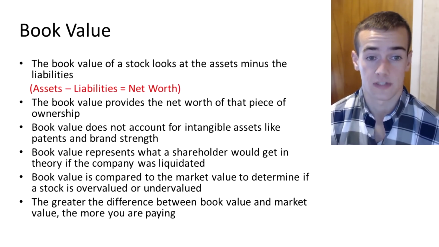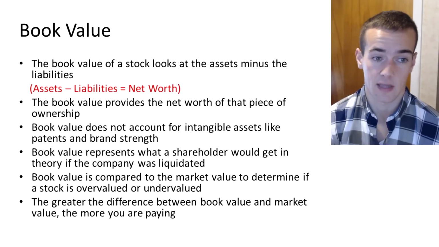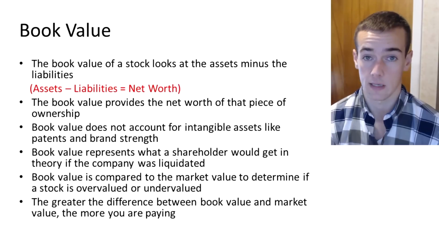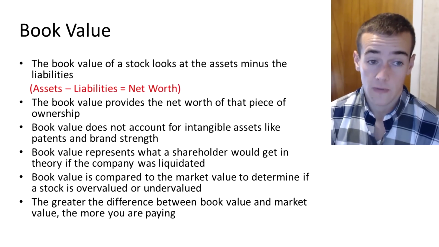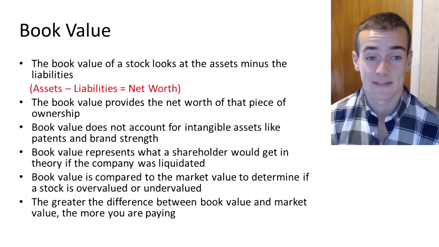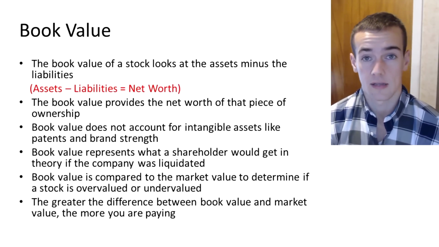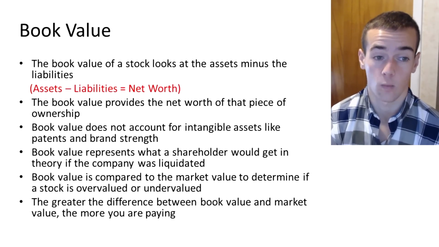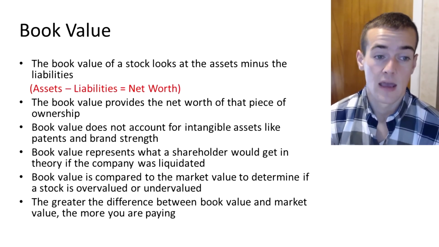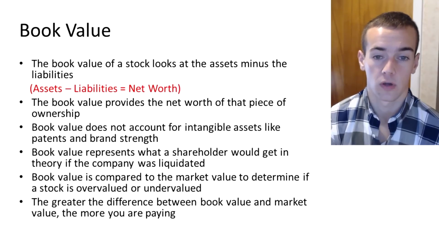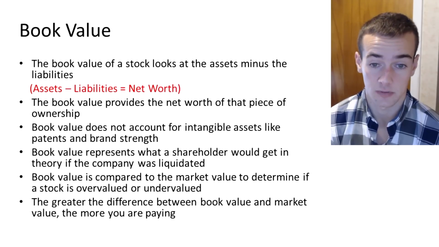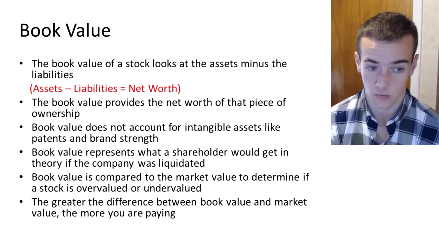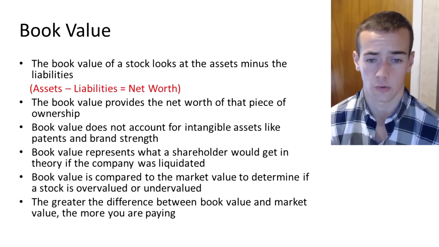And then we have the book value. Now the book value of a stock looks at the assets minus the liabilities. So if you take the assets and subtract your liabilities, that leaves you with your net worth. So you would take the company assets minus total company liabilities, and this would tell you what the net worth is of that company. Now the book value provides the net worth of that piece of ownership, and book value does not account for intangible assets like patents and brand strength or goodwill. We're going to talk about that later on.